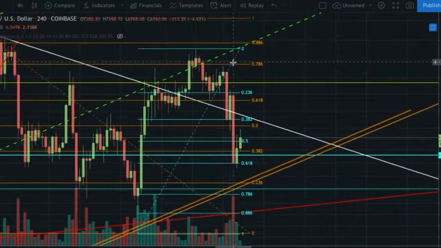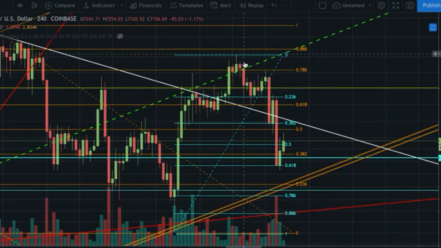And now look at the confluence on these fibs. We came down, we put in the top right here, we came down immediately and closed the 4-hour just above the 236. So we came down and we wicked to the 618 of the orange fib, and then we closed at the 236 of the blue fib.